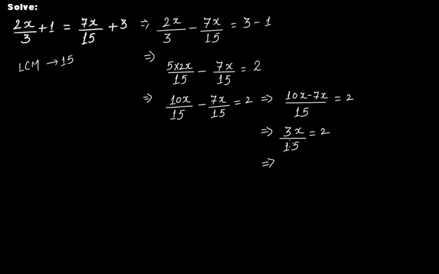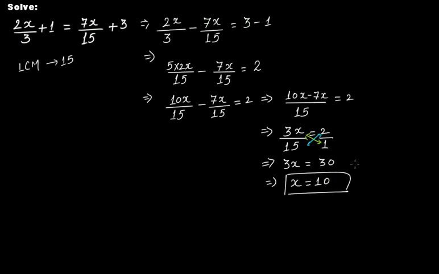Now this is 3x by 15, and this is actually 2 by 1. Applying cross product, that is multiply this one with this one and multiply this one with this one, you get 3x is equal to 30. If you divide both the right hand side and the left hand side by 3, you get x is equal to 10, right?